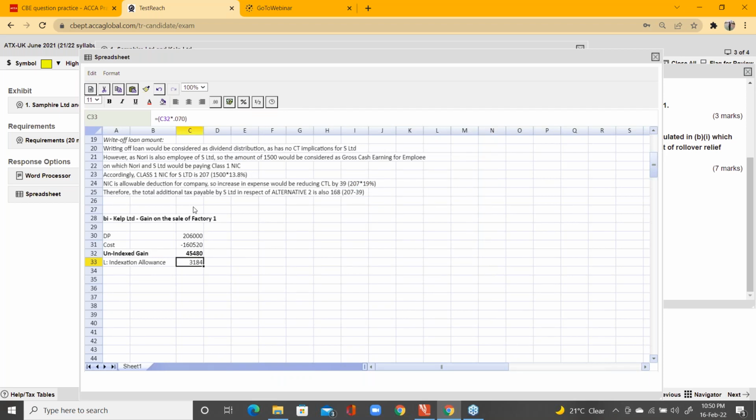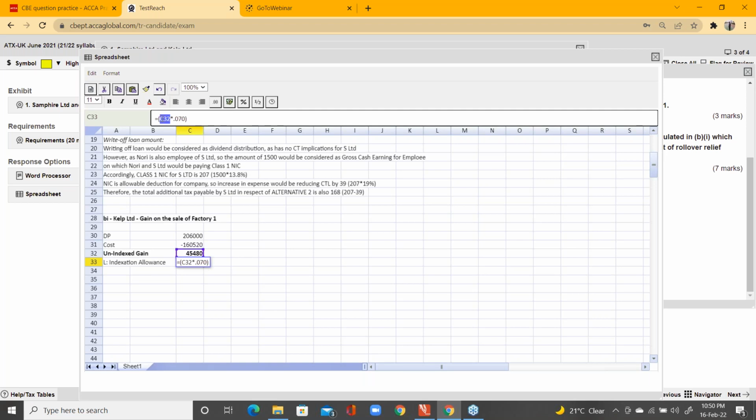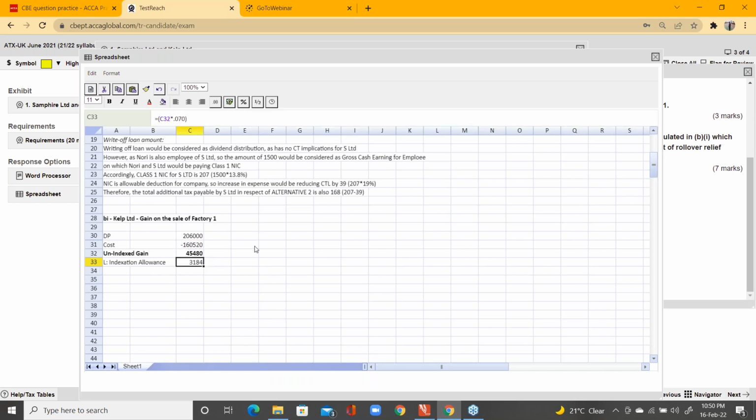Okay, by the way, I have considered this selection wrongly. Indexation allowance is calculated on cost, and cost is given as 165,200. So if we do it again, it is equal to the cost of the asset disposed multiplied with the indexation factor, that is 0.070. That gives you 11,236 indexation allowance.